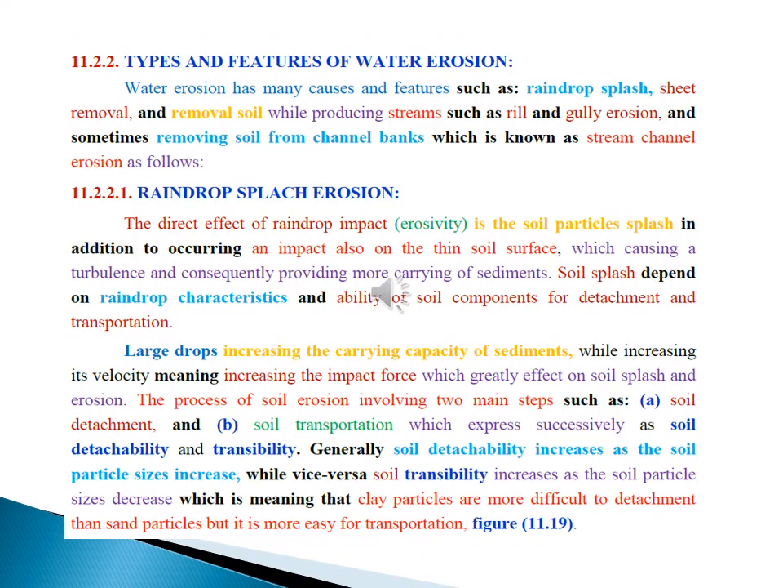Types and features of water erosion. Really, water erosion has many forms, such as raindrop splash, sheet erosion, removal of soil producing streams and trails, and gully erosion. Number 1, raindrop splash erosion. The direct effect of raindrop impact erosivity is soil particle splash, in addition to an impact on the water surface, which causes turbulence and consequently more carrying of sediment. Soil splash depends on raindrop characteristics and the ability of soil components for detachment and transportation, as shown in the enclosed figure.